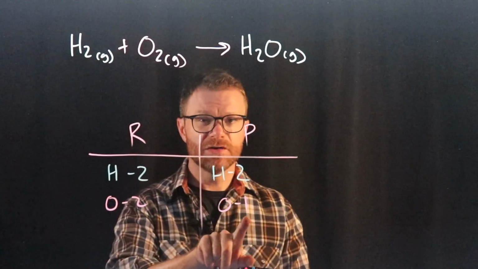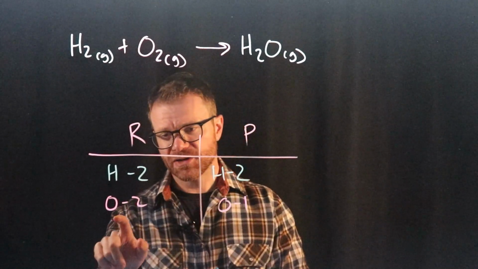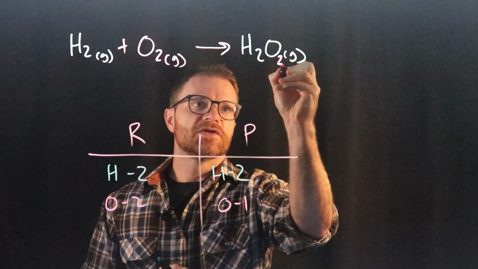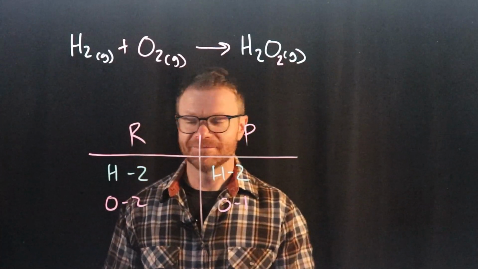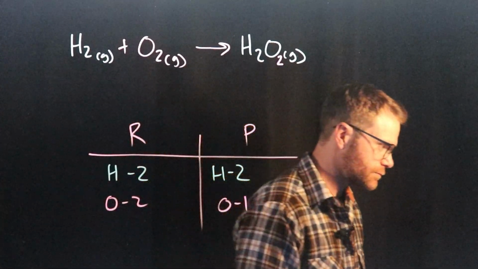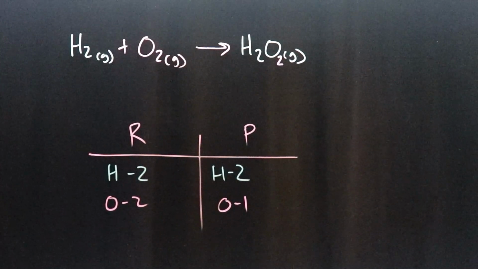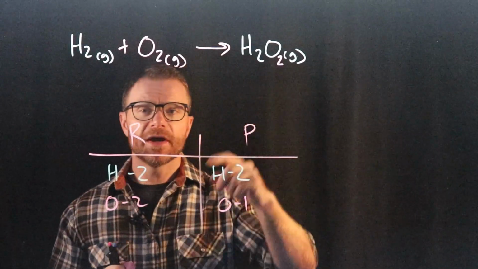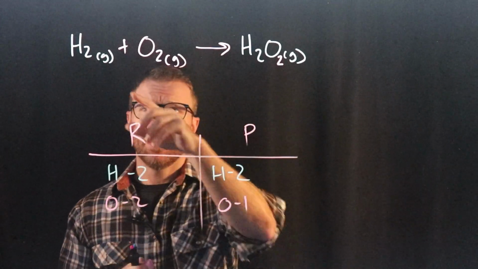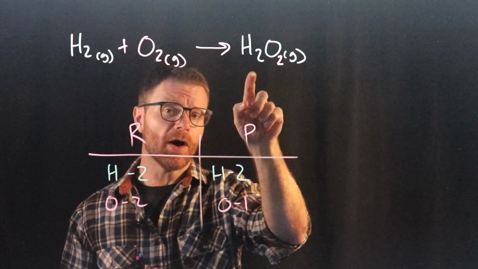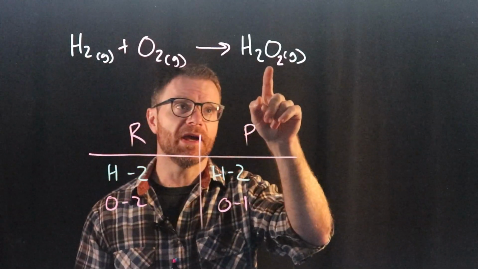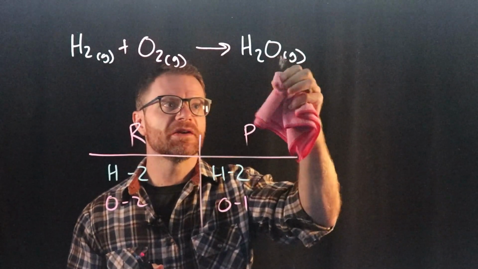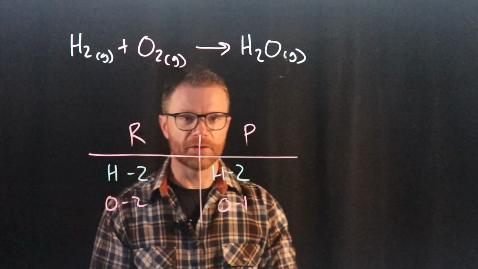So I need to get 2 oxygens in my products to match the 2 oxygens I have in my reactants. So I could just put a little 2 right there, right? No, of course not. If I put a little 2 there, I'm actually changing the whole reaction. I'm not combusting hydrogen and oxygen to make water, I'm combusting hydrogen and oxygen to make hydrogen peroxide. It's something totally different. So you can't just go around messing with the chemical formulas of what's in your reaction.